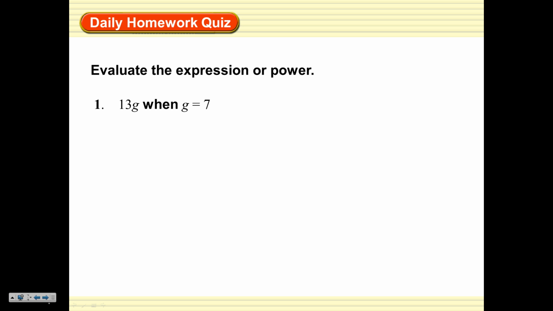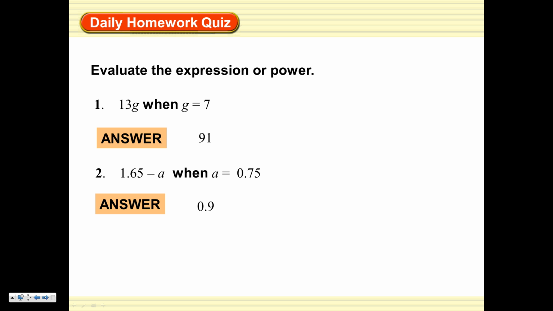Okay, there's number 1. Evaluate the expression or the power. 13g, or 13 times g, when g equals 7. So you can pause the video and solve. And there's the answer. Okay. For number 2, 1.65 minus a, that's your expression, when a equals 0.75. So substitute your a in. Pause the video if you need to. And there's your answer.